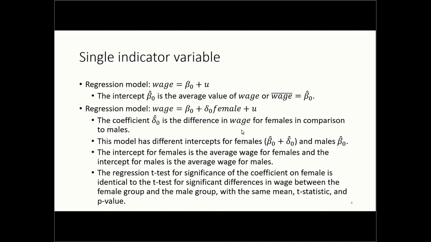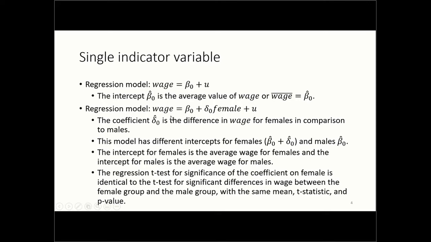So let's talk about the single indicator variable. So let's start with the simplest of models, which is we have regression of wage, and there are no independent variables. So here the intercept beta 0 hat would be the average value of wage, or wage bar, and that would be this coefficient here.